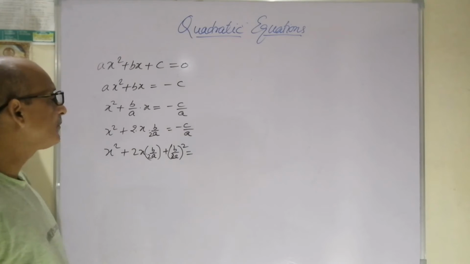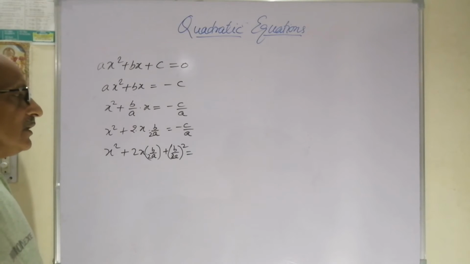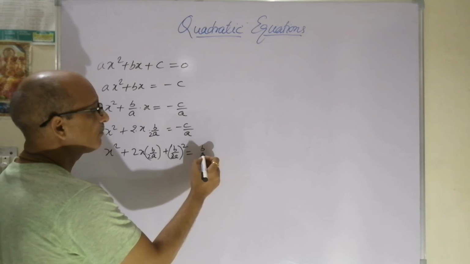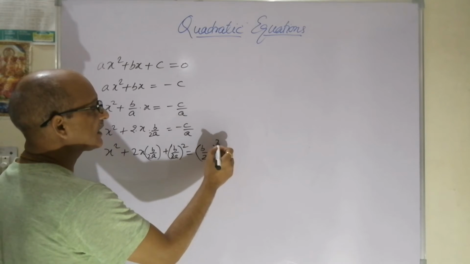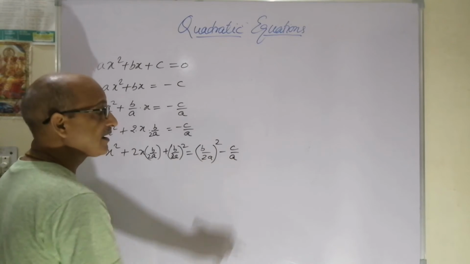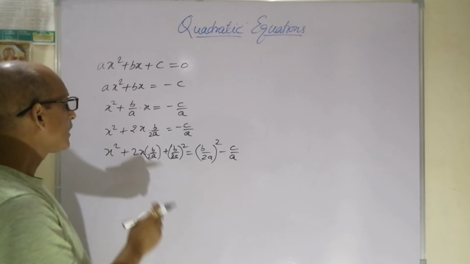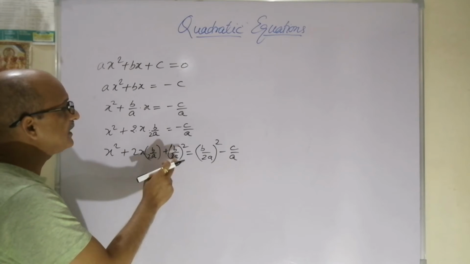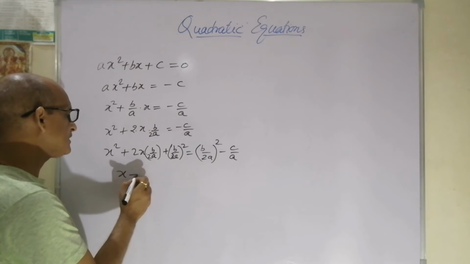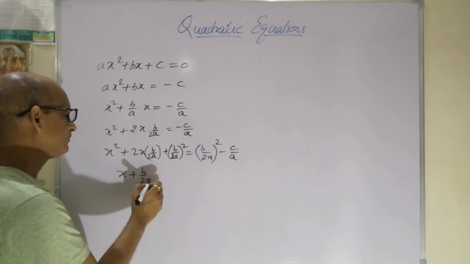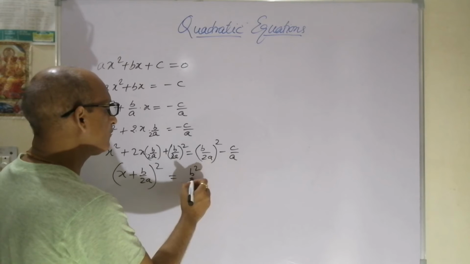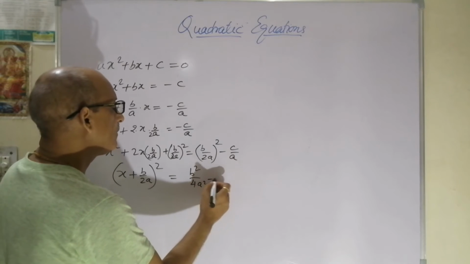Since we have added (b upon 2a) whole square on the left hand side, not to make a difference in the equation, to balance the equation we would like to add it on the right hand side also. So (b upon 2a) whole square is added on the right hand side, minus c upon a was already there. Now we can see it is converted into a square plus 2ab plus b square, so we can write it as (a plus b) whole square, that is equal to b square upon 4a square minus c upon a.